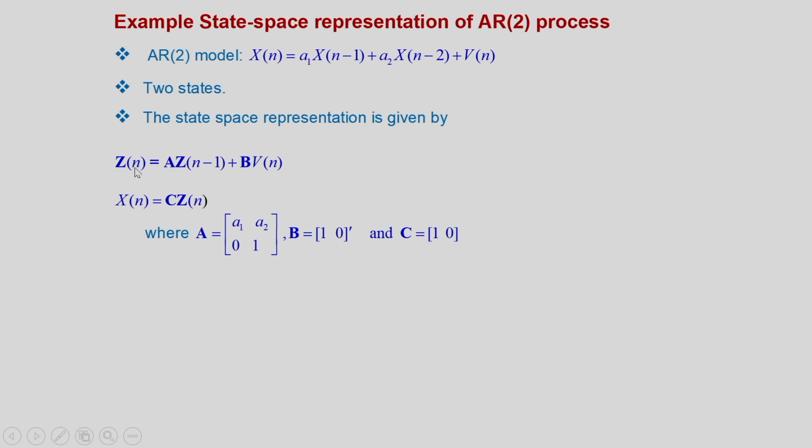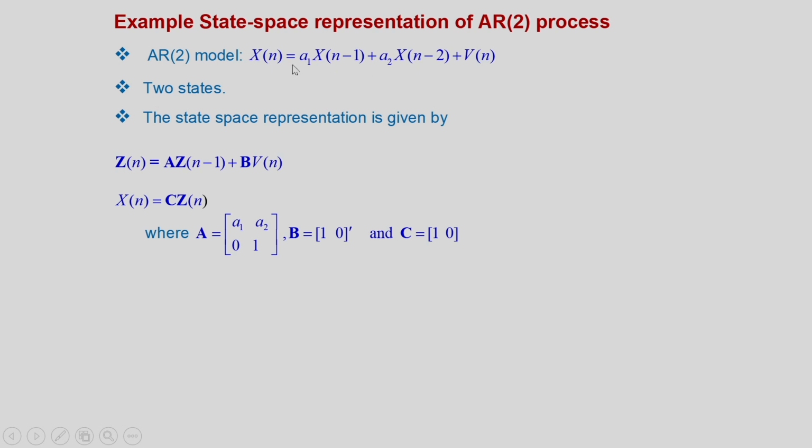There will be two state vectors, Zn is equal to A into Z of n minus 1 plus B into Vn, where xn, that is the observed data, is equal to C times Zn. Then what is the A matrix, where A is equal to a1, a2, 0, 1, this is a 2 by 2 matrix. B is 1, 0 transpose and C is 1, 0, this is a row matrix. So, that way we get this state space representation corresponding to this difference equation.